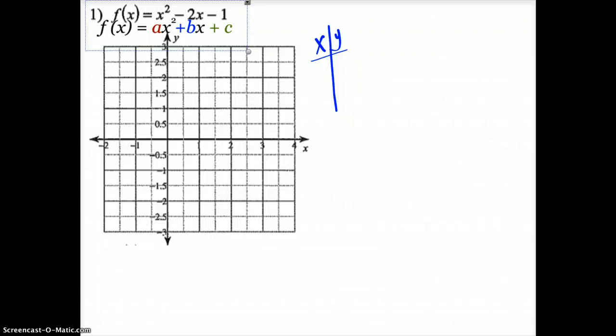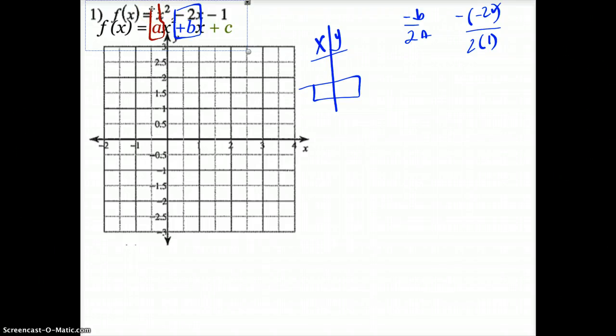Okay, so first thing we gotta do is find negative b over 2a. That's going to be the vertex and the axis of symmetry at the very center of our graph. So negative 2 over 2 times 1. Here's our b value, negative 2. There it is. And we've got our a value, which is invisible. It's a 1. There it is.